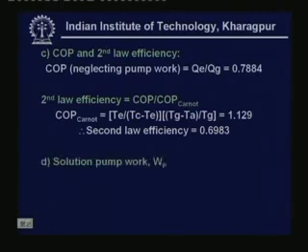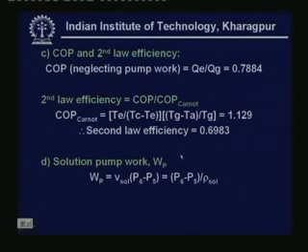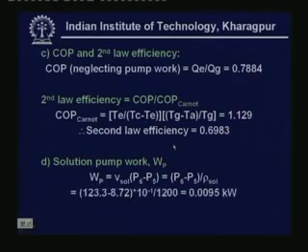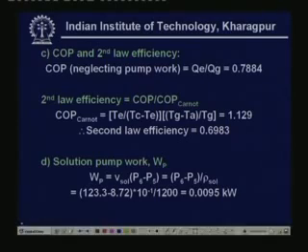Finally, we have been asked to find out the solution pump work. For finding the solution pump work, we assume the solution to be incompressible. So, once you assume the solution to be incompressible, the work input to the pump is given by integral VdP. Okay, so integral VdP is V solution into P6 minus P5. This is P6 minus P5 divided by the density. Density is given as 1200 kg per meter cube. Okay. So, from this expression you can find out the specific work input to the pump. Okay. This is found to be, there is a small error here, this is actually in kilojoule per kg.